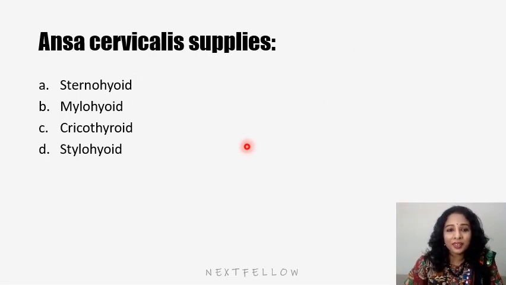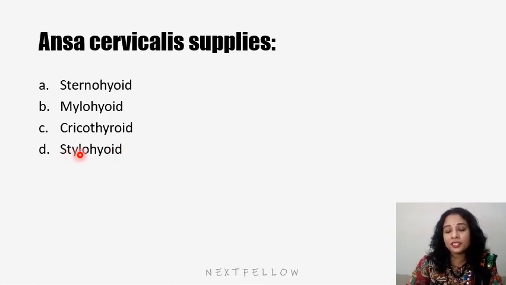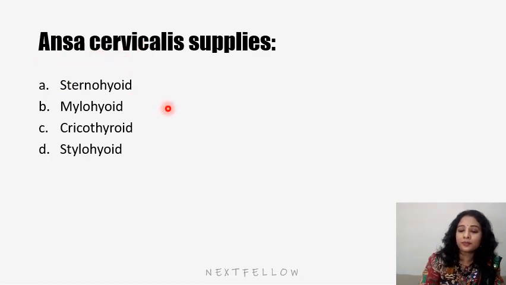Which of the following does Ansa cervicalis supply? So, which one would be your answer? We know that mylohyoid is developmentally from the first pharyngeal arch, so it is supplied by the mandibular nerve. Cricothyroid develops from the fourth pharyngeal arch, so it is supplied by the external laryngeal nerve, which is a branch of the superior laryngeal nerve. Then stylohyoid, already I have shown, is developmentally from the second pharyngeal arch, so it is supplied by the facial nerve. So the only exception we have is sternohyoid. So sternohyoid is supplied by Ansa cervicalis.